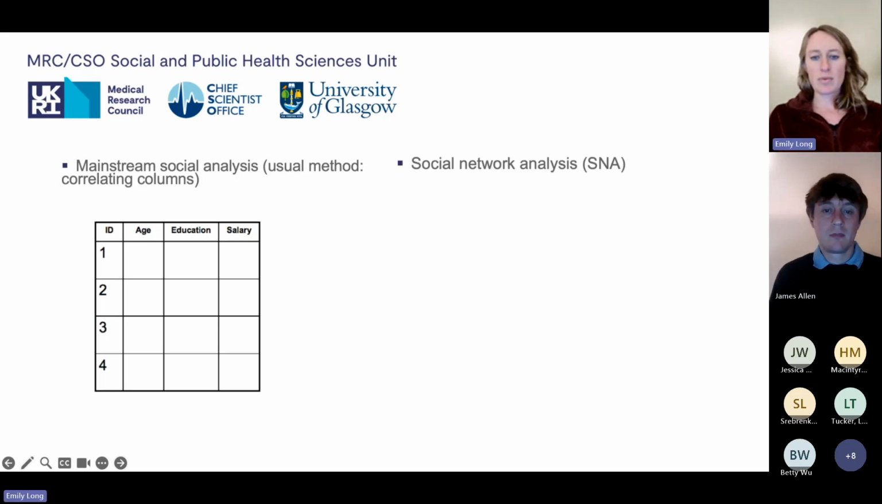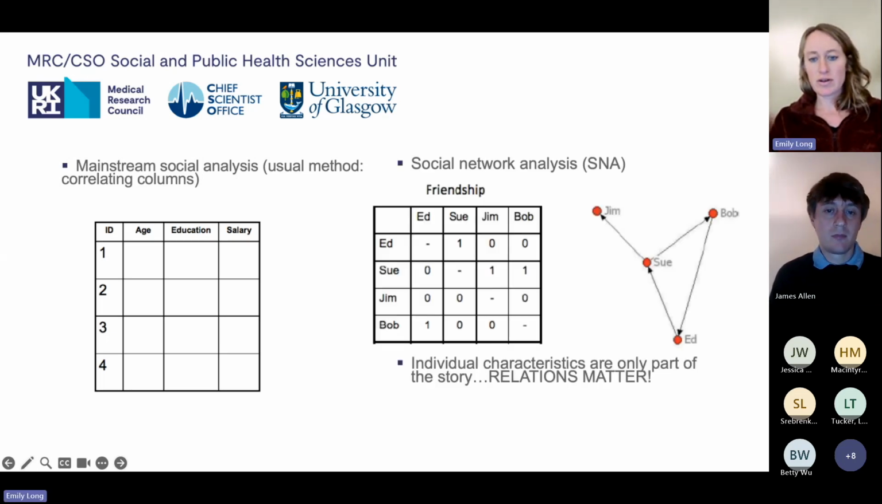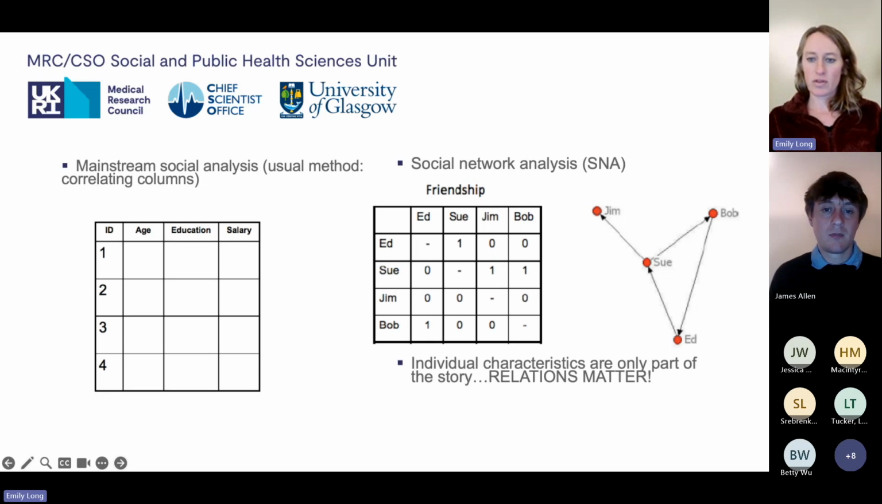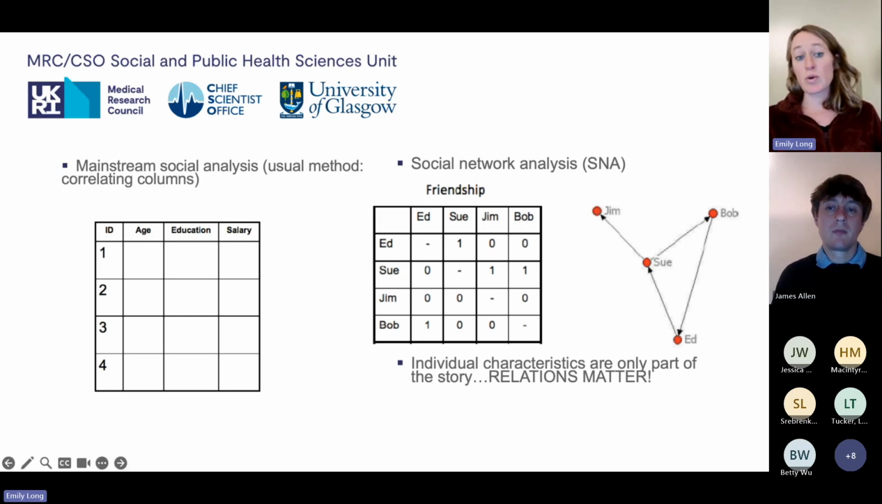And then if you're coming from the social network perspective, you would also consider the relationships in their life. So you might consider their friendships. There's a very simplified network over on the right here, and then we have the names of the 4 people in the network. This is called an adjacency matrix. The zeros represent where people don't know each other, and the ones represent where they do, or where they're considered friends. So from a network perspective, you would use both of these things.